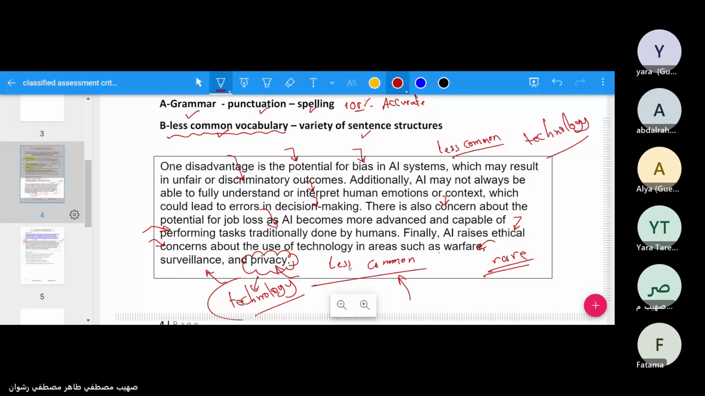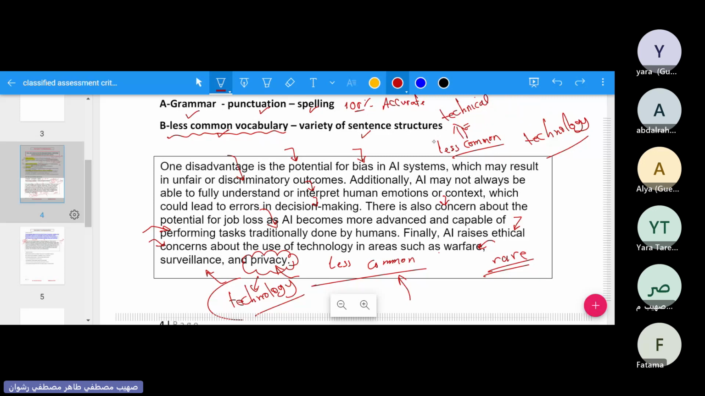Yes. Okay. Another meaning for the word less common vocabulary is technical vocabulary, or better to say topic specific vocabulary. What I mean by specific topic, sorry, I reversed it, it is topic specific.